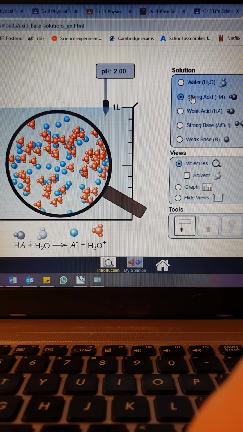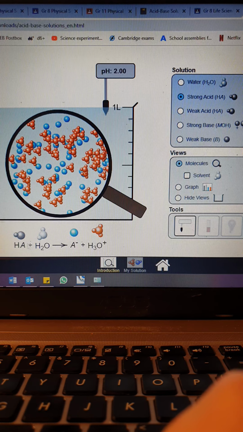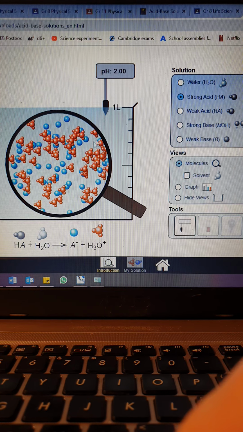So look at the strong acid again. I'm going to show you what we do with the arrows, because we used to teach it as a strong acid completely ionizes, but now we say it almost completely ionizes. There will be a few of those molecules left over.